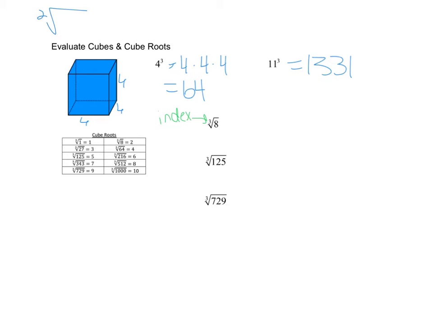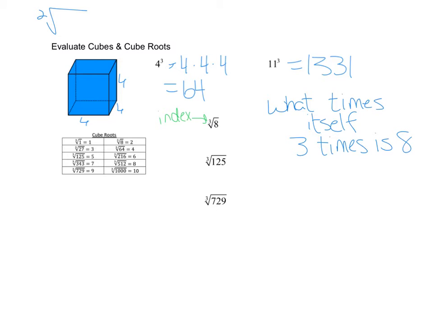And we're asking what times itself three times is 8. Well, that's pretty easy to figure out. The cube root of 8 is 2, because 2 times 2 times 2 is 8.